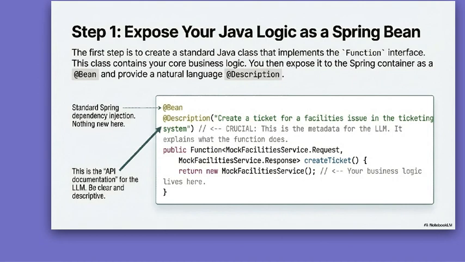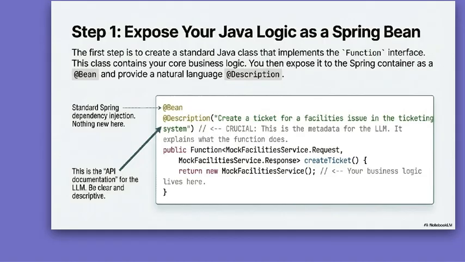For this use case, the developer writes, @description, create a ticket for a facilities issue in the ticketing system. And that one declarative sentence is what tells the LLM, hey, I can handle requests about creating facilities tickets. Exactly. It needs to be accurate, concise, and really cover the function's full utility. So step 1 basically wraps the actual service call, which could be anything, a SOAP endpoint, a microservice, and gives it a purpose statement for the AI.